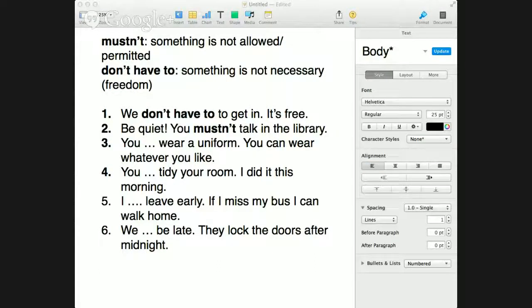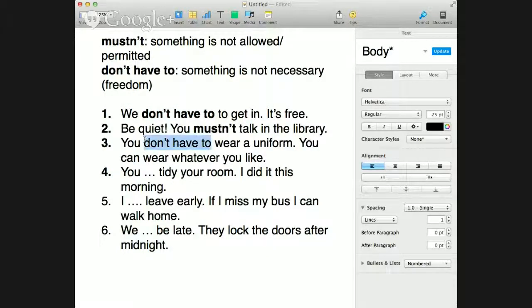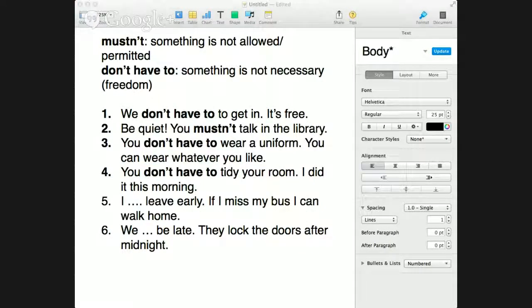Number 3 is for Eduardo. Oh, you don't have to wear a uniform. You can wear whatever you like. Excellent. Well done. You have the freedom to wear whatever you like. Good work. Valerio, number 4. You don't have to tidy your room. I did it this morning. Excellent. Wouldn't you love someone to say that to you? Well done. Number 5, Raphael.